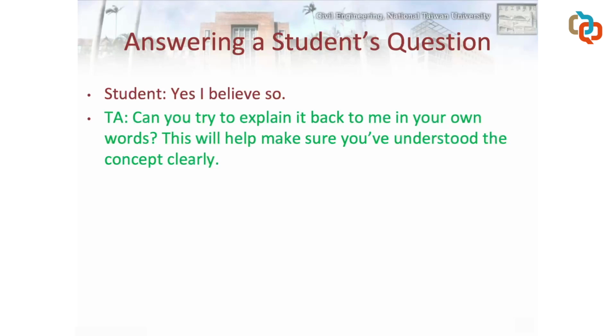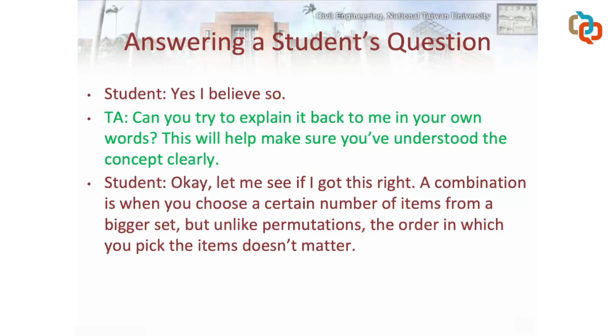Then TA said, can you try to explain it back to me in your own words? And also the TA explained, this will help me make sure you've understood the concept clearly. Then the student said, okay, let me see if I got this right. A combination is when you choose a certain number of items from a bigger set. But unlike permutations, the order in which you pick the items doesn't matter. All right, so this is actually perfect. The TA even made sure that the student understood.